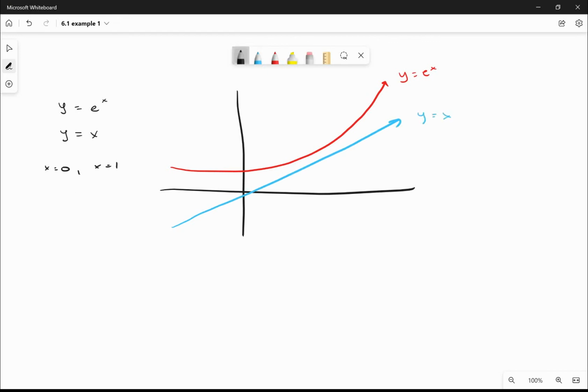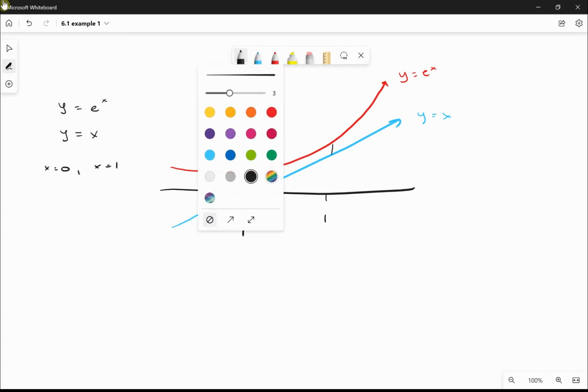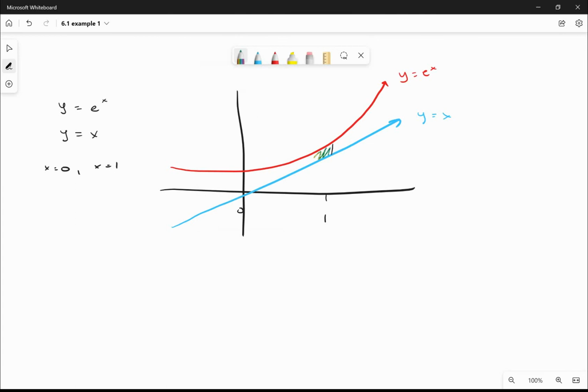And we're going to just take the region bounded by these two curves and between x equals 0 and x equals 1, we'll say somewhere over here. Right, so it's going to be this region here, inside of these two curves. And you see that we have this top function and this bottom function.